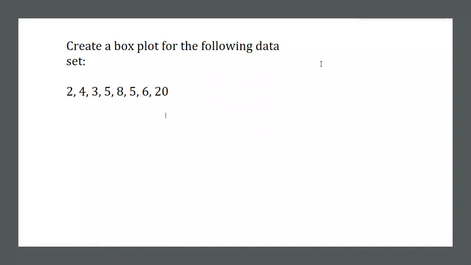How's it going, everyone? In this video, we're going to show how to create a box plot for a set of data. A box plot is a plot consisting of 5 numbers, and these numbers are the minimum of a data set, the first quartile, which we'll call Q1, the median, also known as the second quartile, which we will call Q2, the third quartile, Q3, and the maximum.